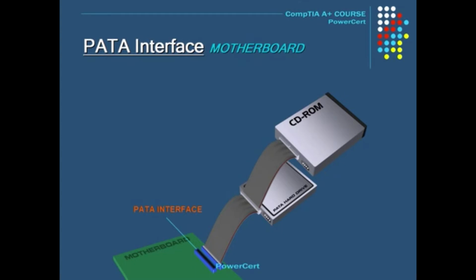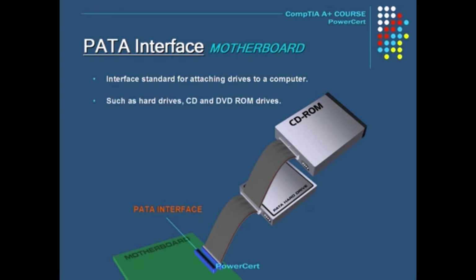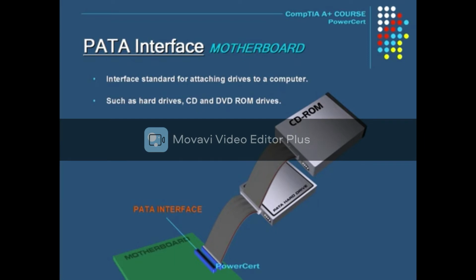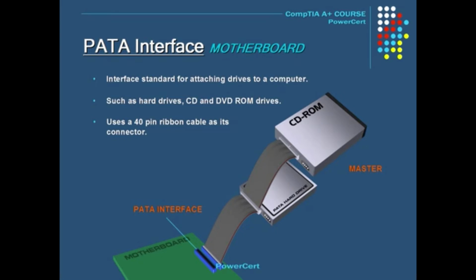Parallel ATA, which is also known as eIDE, is an interface standard that is used for attaching drives to a computer, such as hard drives and CD and DVD-ROM drives. It uses a 40-pin ribbon cable that is able to accommodate 2 drives per cable. One drive is a master and the other is a slave.